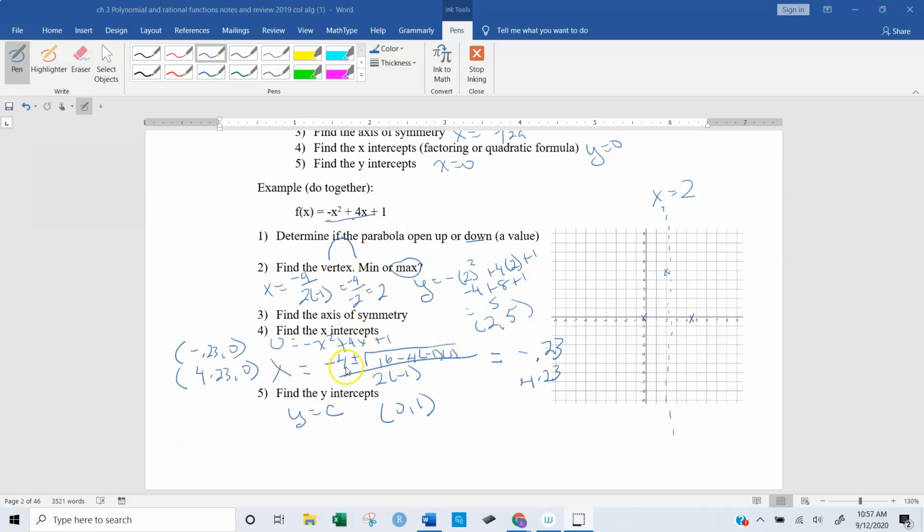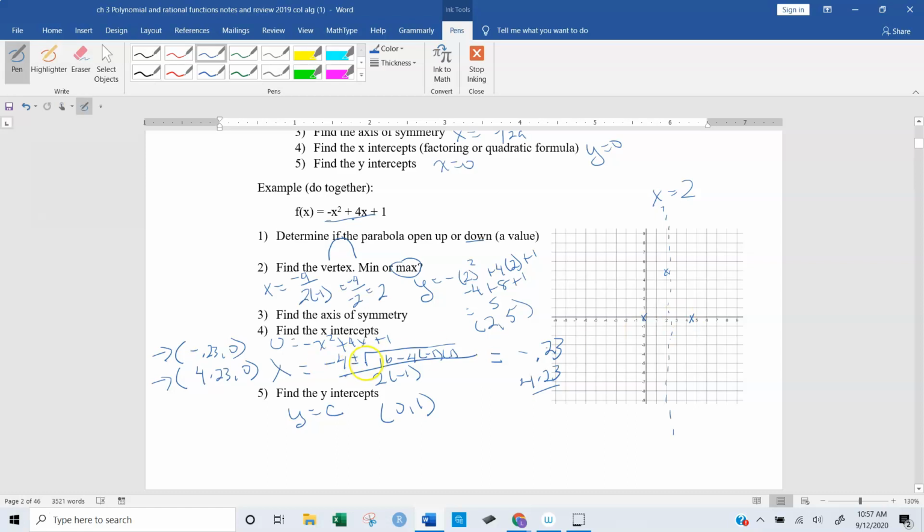So we did the opposite of b, which is negative 4, plus or minus the square root of b squared minus 4ac, all over 2a. When you type those in, you get a negative 0.23 and a positive 4.23. So our two points are negative 0.23 comma 0 and 4.23 comma 0. So we graph those on our graph, negative 0.23 and 4.23.